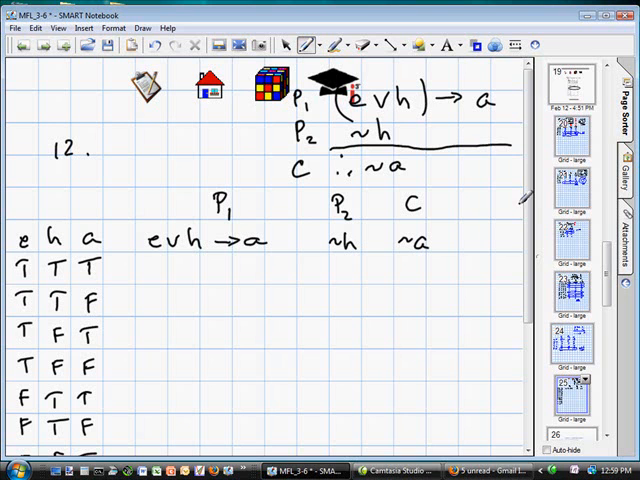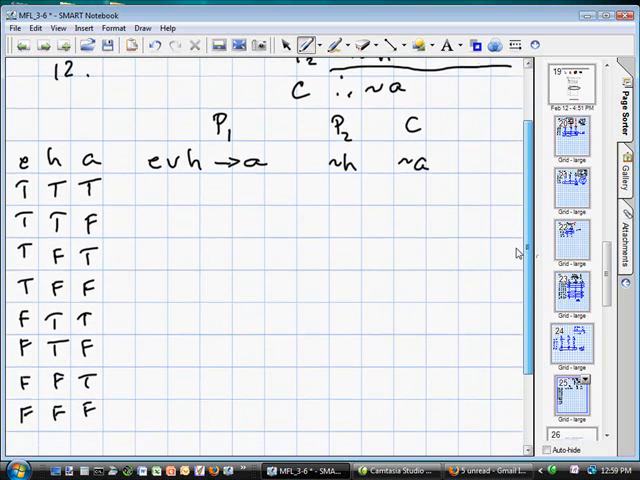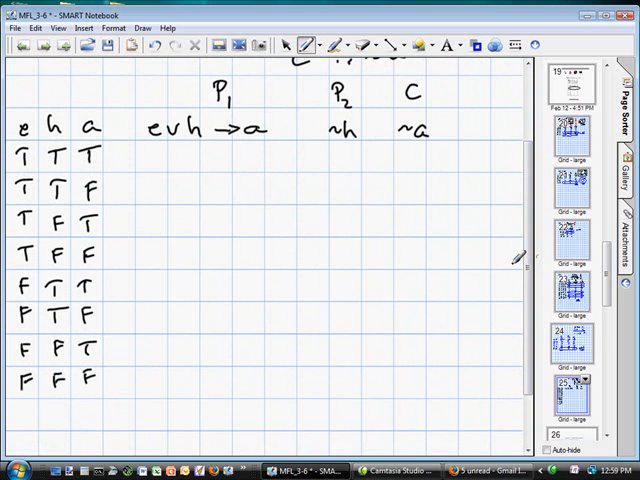Move this so we can see the 8 rows. And of course the 3 letters are E, H, and A. Remember the scheme for setting up a 3? In the first column, you want to do half and half. So if it's 8 rows, you want to do 4 T's and 4 F's. Now go half of that. Instead of going 4, go by 2's. 2 T's, 2 F's, 2 T's, 2 F's. And then go by half of that. Go by 1's. TF, TF, TF, TF.